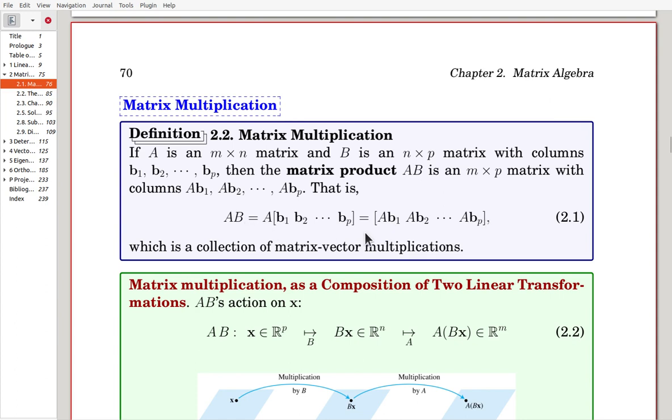So eventually, the matrix multiplication is a collection of matrix-vector multiplications.